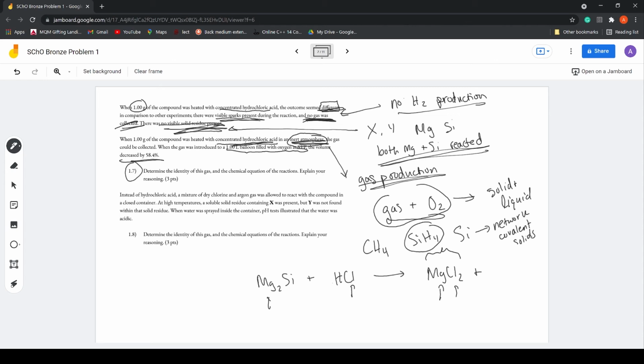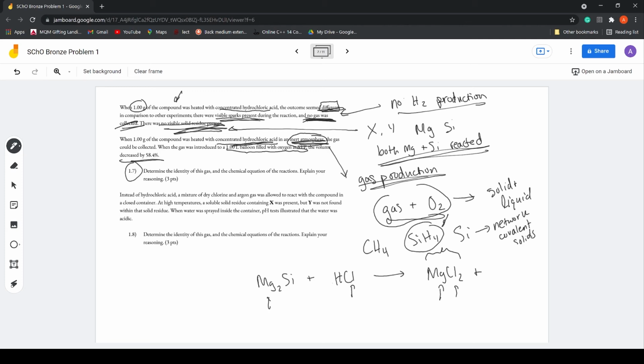We form silane, and in the first experiment, we said that no gas was collected, maybe because the silane reacted. But then when we had an inert atmosphere, our silane didn't react, and we could collect the gas. So that makes sense, right? And then when silane was introduced to a balloon with oxygen, the volume decreased. So maybe the silane was reacting with the oxygen to form something else. So we can think along this track, and it makes a little bit of sense.